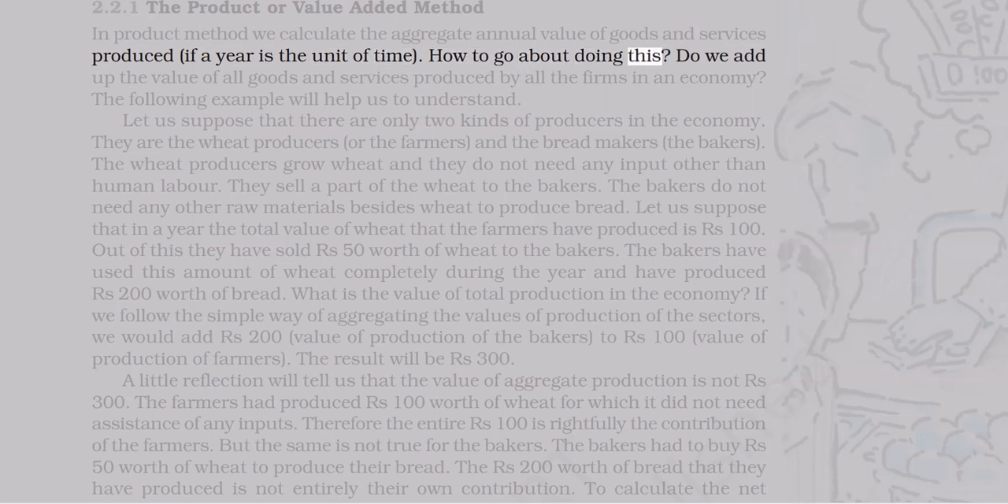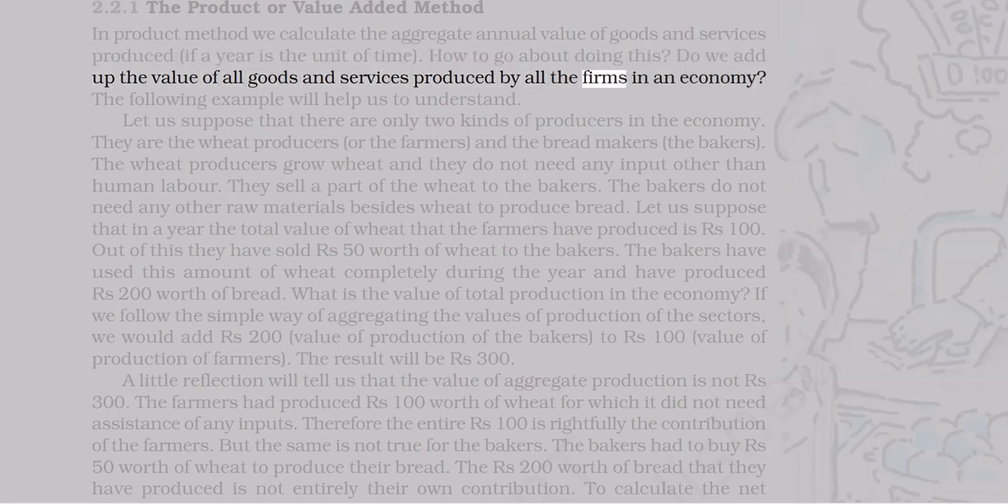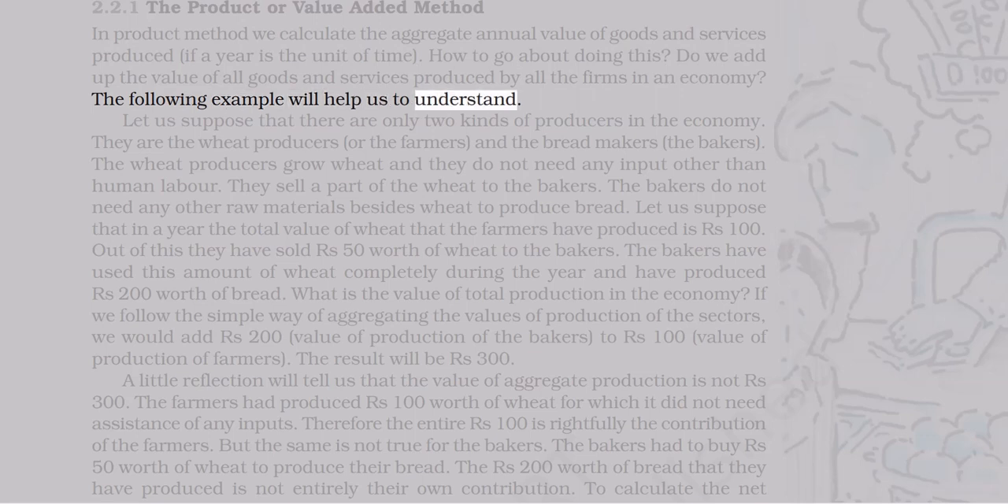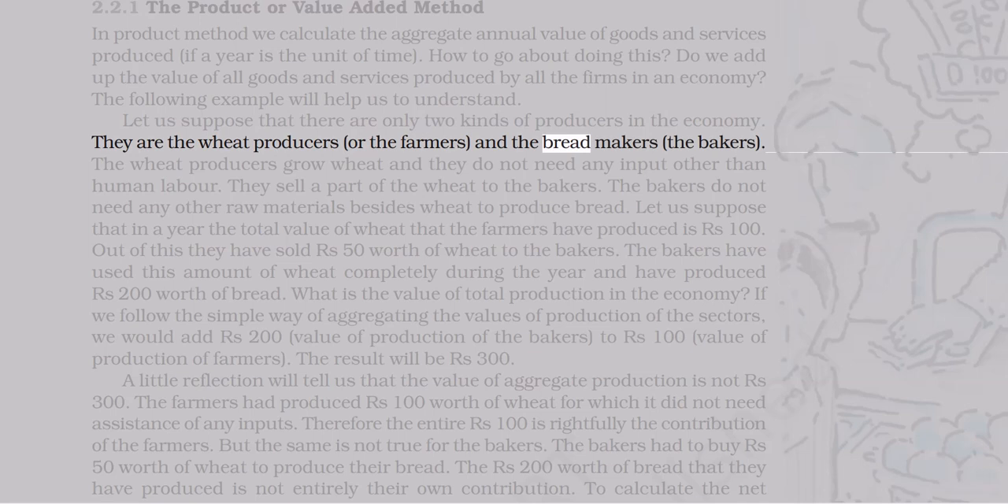How to go about doing this? Do we add up the value of all goods and services produced by all the firms in an economy? The following example will help us to understand. Let us suppose that there are only two kinds of producers in the economy. They are the wheat producers, or the farmers, and the bread makers, the bakers.